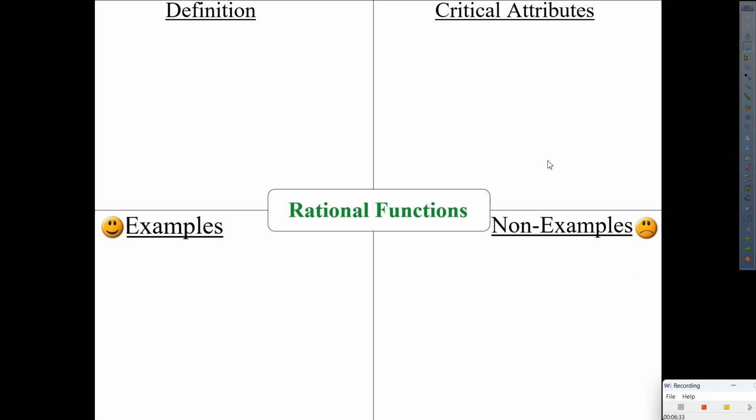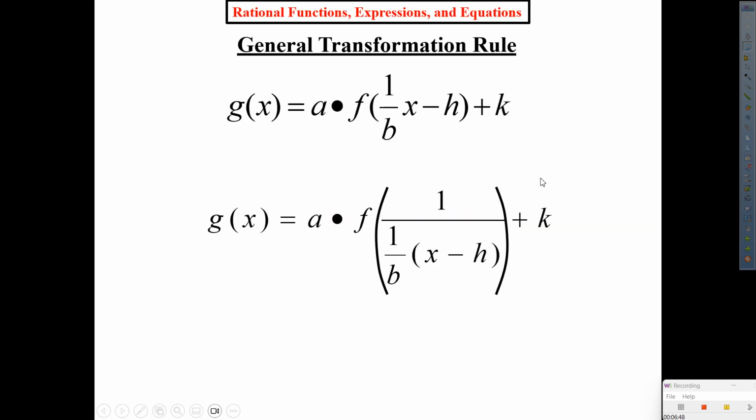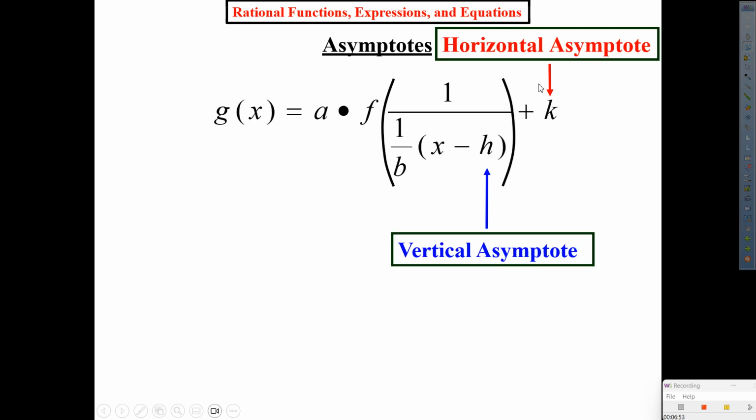All right. So, in your notes, you had an equation that contains 1 or more rational expressions. What are rational expressions? Fractions with polynomials. So you needed to write something like that in your own words. All right. So from there, we went from general rule to rational rule. And then we were talking about asymptotes. We went from vertical and horizontal to slant, which is the one you did last night.